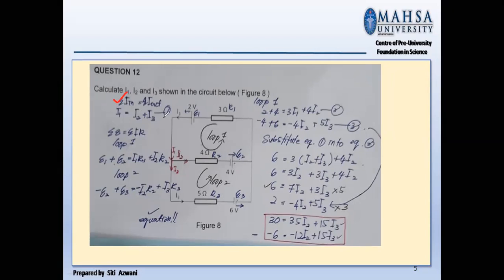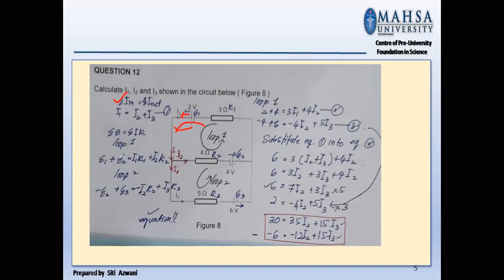So done for the first equation. Okay, next equation, refer to loop 1. Based on loop 1, I have E1 plus E2. E1 is positive. Why is your E1 positive? Let's look here. The direction of your E1, the battery direction, is the same as the direction of your loop 1, so the sign of your E1 must be positive.